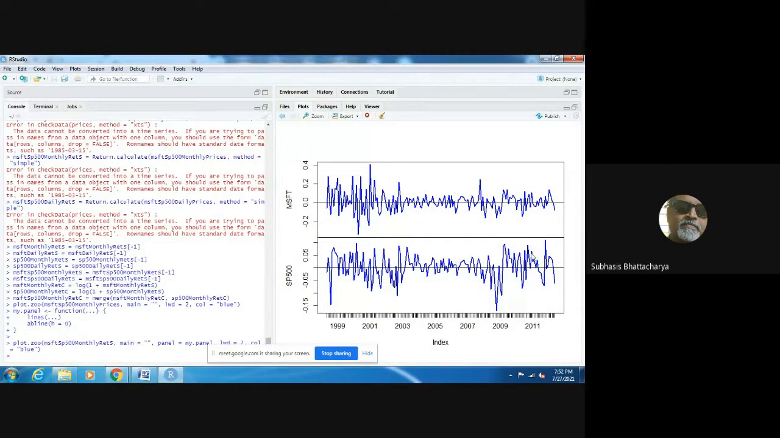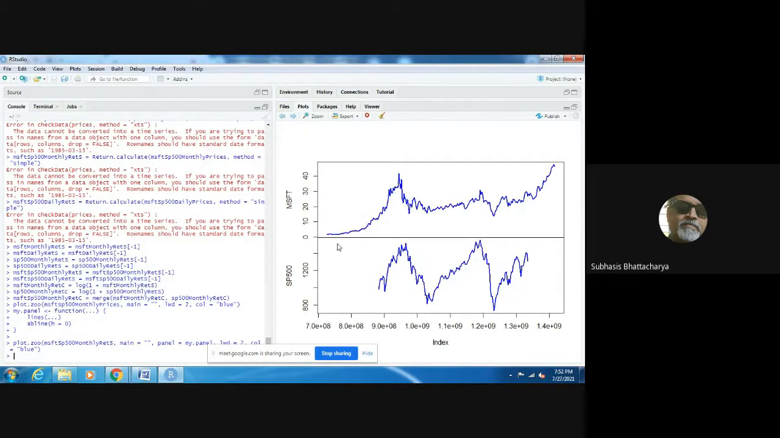So there is a strong common trend behavior of the two prices, and here you can find that. Look, here is a trend behavior. In SP500 it is not observed, but here it is observed. So it is a trend behavior.